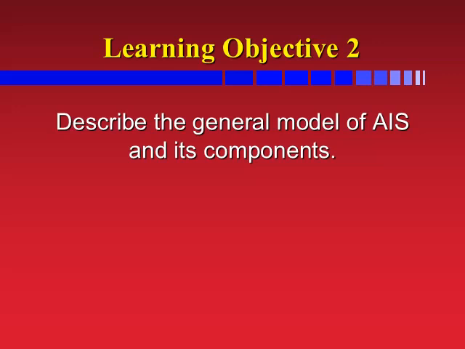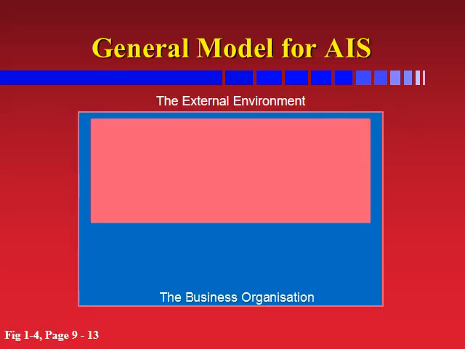So let's see how an AIS works. In this slide, the pink rectangle represents the AIS. The AIS operates within the business organization, which is represented by the blue rectangle. Outside the blue rectangle is the external environment.